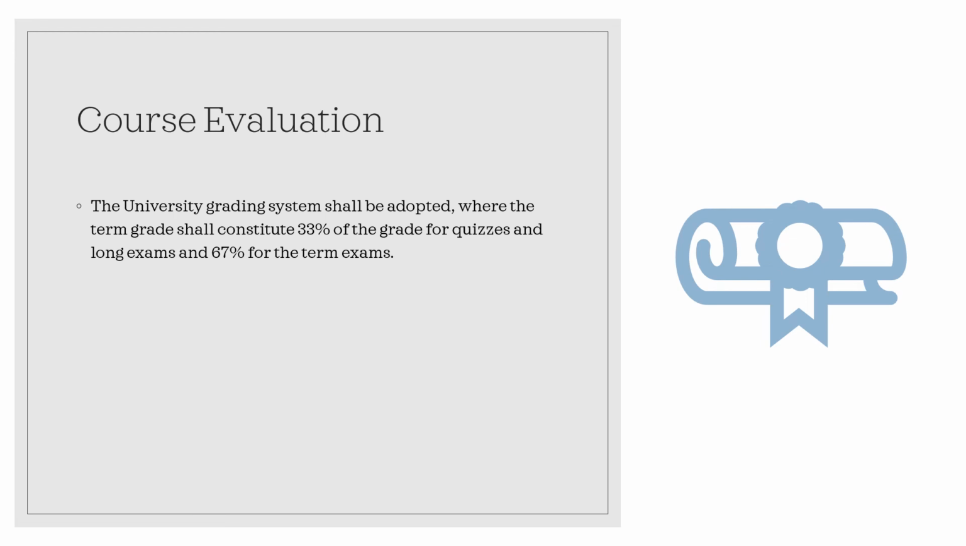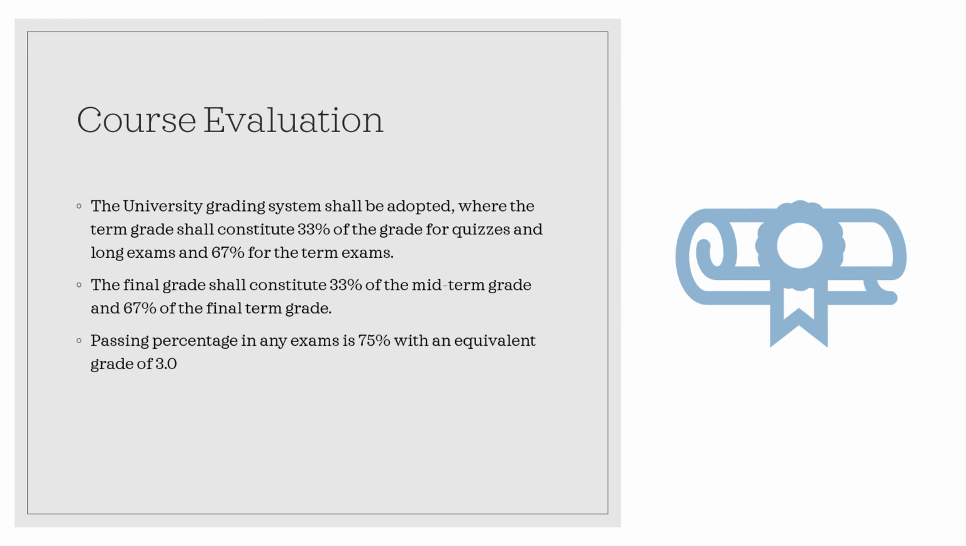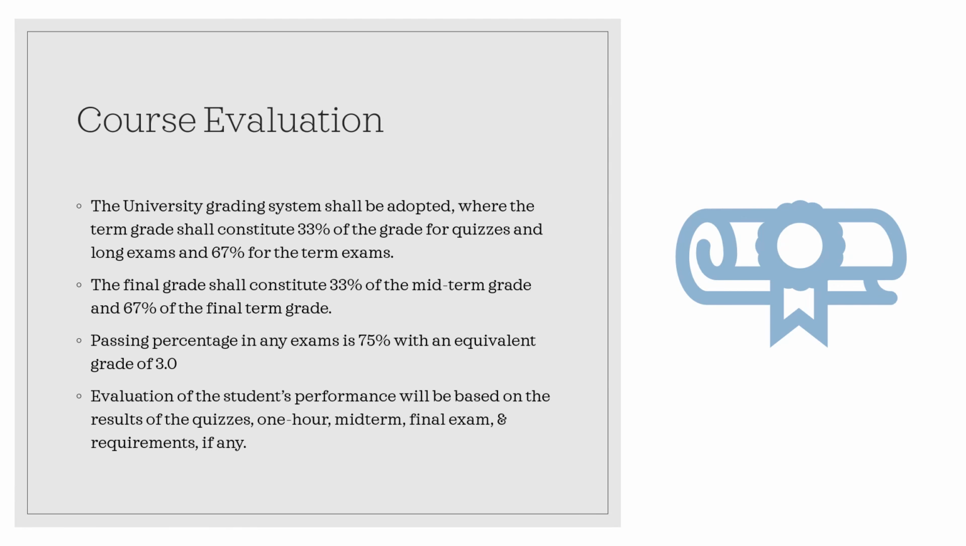So the university grading system shall be adopted, where the term grade shall constitute 33% of the grade for quizzes and long exams, and 67% for the term exams. The final grade shall constitute 33% of the midterm grade and 67% of the final term grade. The passing percentage in any exams is 75%, with an equivalent grade of 3.0. Evaluation of the student's performance will be based on the results of the quizzes, 1-hour exam, midterm, final exam, the laboratory, and other requirements, if any.